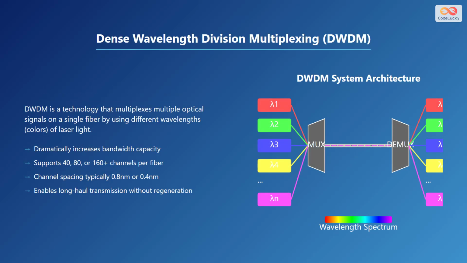Let's understand dense wavelength division multiplexing. DWDM is a technology that combines multiple optical signals onto a single fiber by using different wavelengths, or colors, of laser light. This dramatically increases bandwidth capacity. It supports 40, 80, or even more than 160 channels per fiber. Channel spacing is typically 0.8 nanometers or 0.4 nanometers. DWDM enables long-haul transmission without needing signal regeneration over long distances.